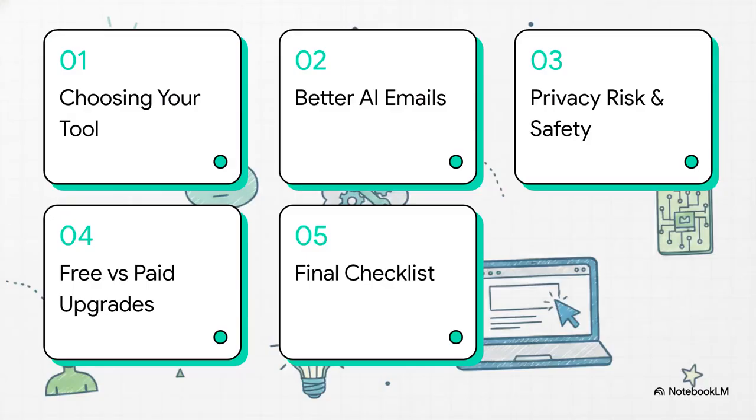All right, here is our roadmap for today. 1. Choosing your tool. 2. Writing better emails. 3. Privacy risk and safety. 4. Free versus paid. And 5. A final checklist. Consider this your rapid-fire, highly practical masterclass for mastering AI work emails. Let's get right to it.